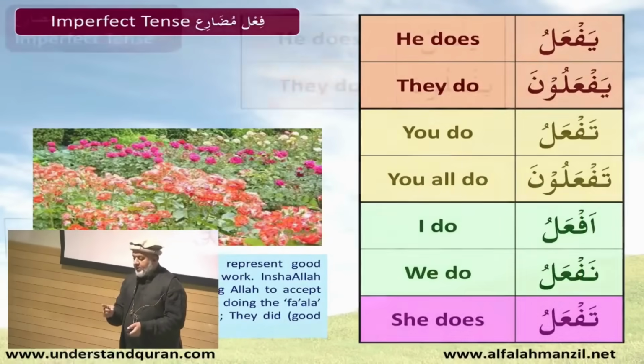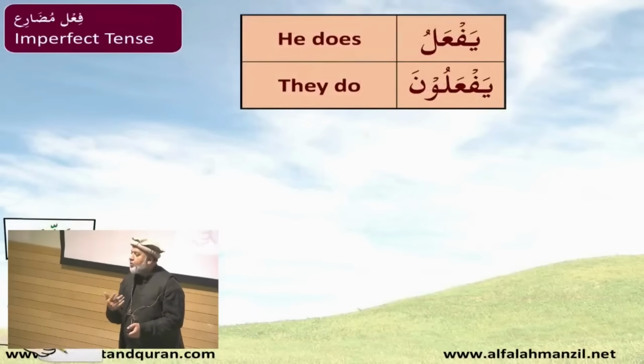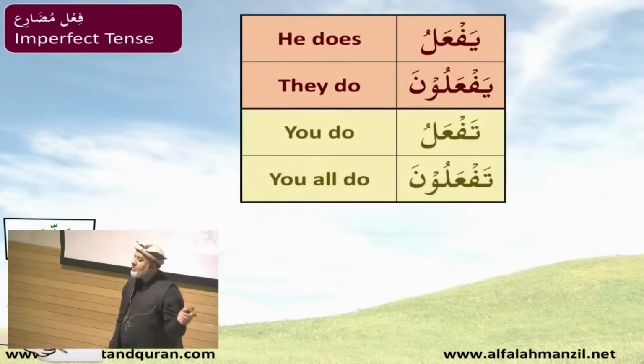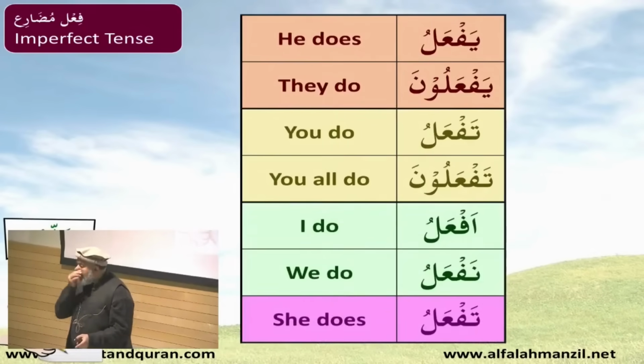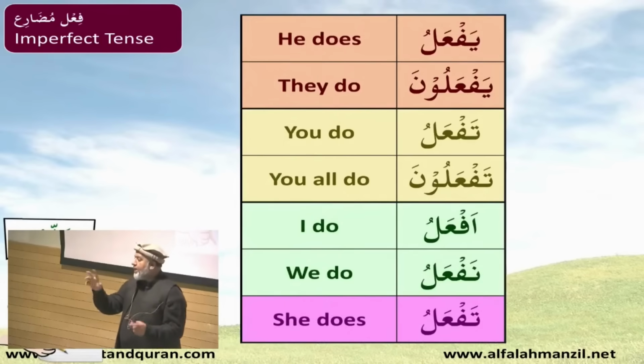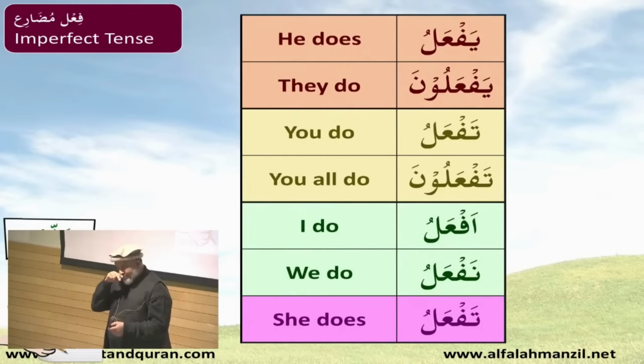Now what is the other difference? In madi, we looked at the end. Fa'ala, huwa was hidden. But fa'alu, the waw was there and the alif was there. Remember? And I'm going to talk about that. So let's do this again. Yaf'alu, yaf'aluna, taf'alu, taf'aluna, af'alu, naf'alu, hiya taf'alu.